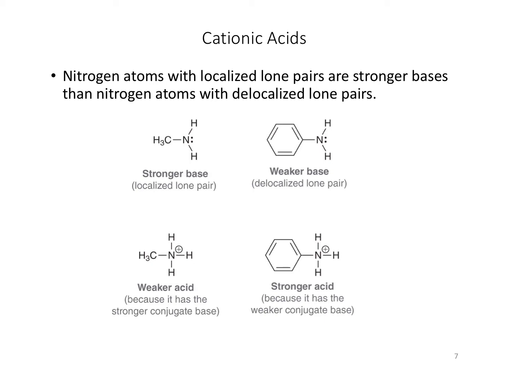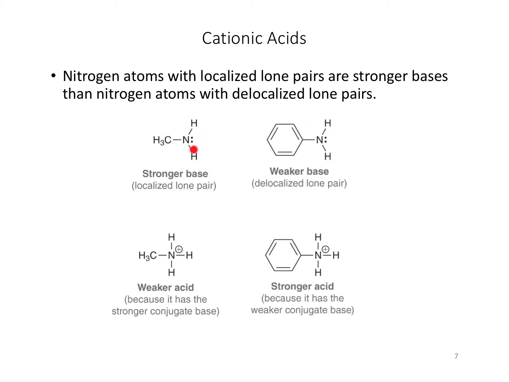So we decided, since this compound is a stronger base, since its lone pair is localized, and this is a weaker base because its lone pair is delocalized, then back to our original question, if this is the stronger base, then this is the weaker acid. And since this is the weaker base, this is the stronger acid. So if the positive charge is on the same atom, check their conjugate bases.